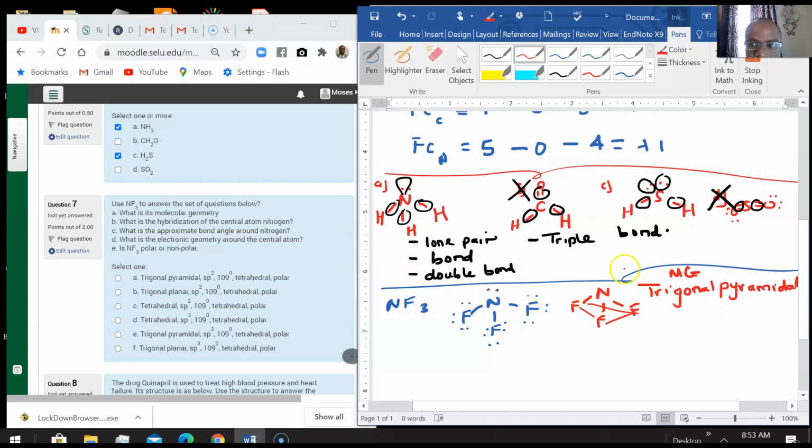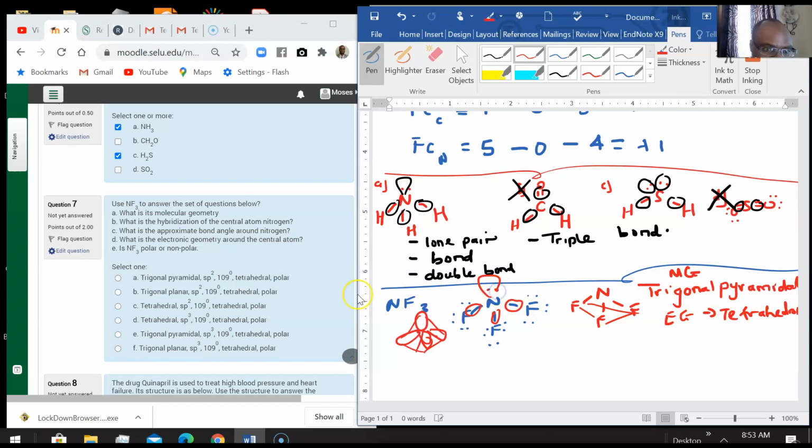See, the electronic geometry here would have been tetrahedral, but I don't think we're asked. So let's see what's the electronic geometry. It's asked, so it's tetrahedral. So the EG is going to be tetrahedral. Why? Because now we consider the electron domains around the central atom. If you connect them, it's going to look like this, and if you connect the sides, including the central part, it's going to be tetrahedral. For electronic geometry, it's different from MG because the central atom has a lone pair.